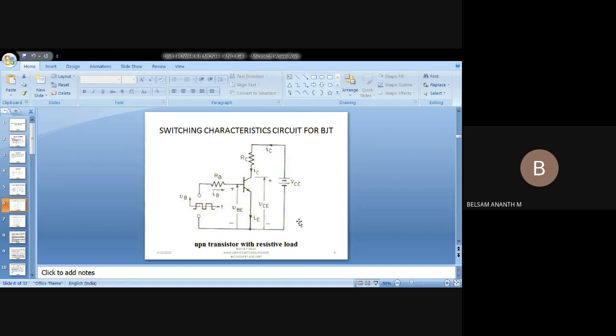Please remember in your mind, VCC is the main supply voltage I am trying to give, and the resistance has the ability to restrict the amount of current flow from the collector perspective, the collector current.